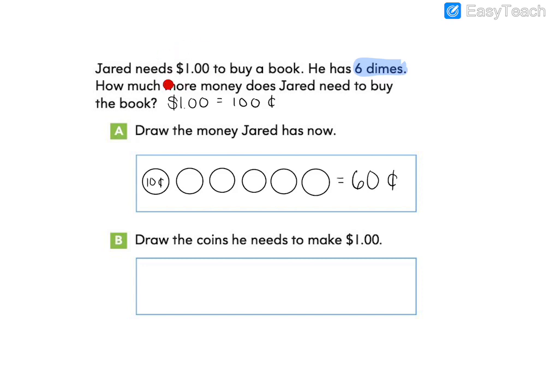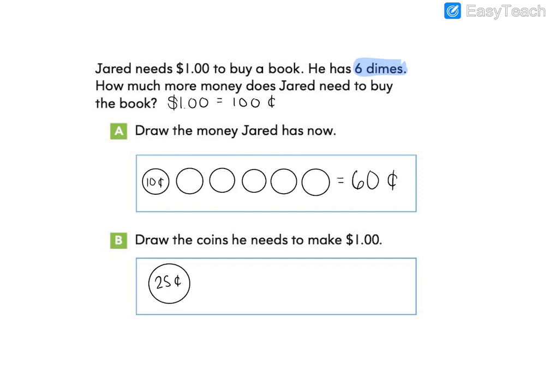Jared needs $1, and $1 is equal to 100 cents. So we need to think about, how do we get to 100 cents from 60 cents? There's a couple of different ways. I can think about using the largest coin to get there. The next coin would be a quarter, which would get me 25 cents. 60 plus 25 is the same as 60 plus 20, which is 80, plus 5 more, which is 85.